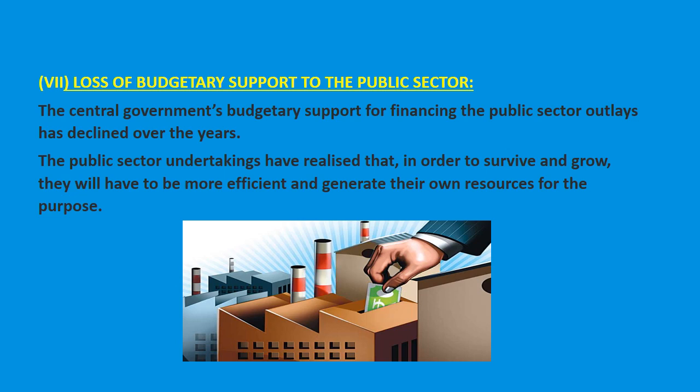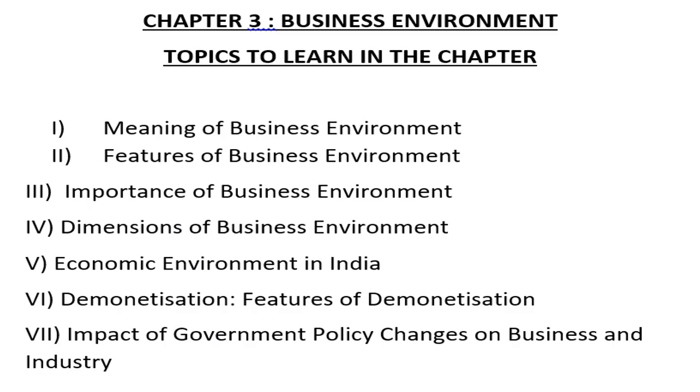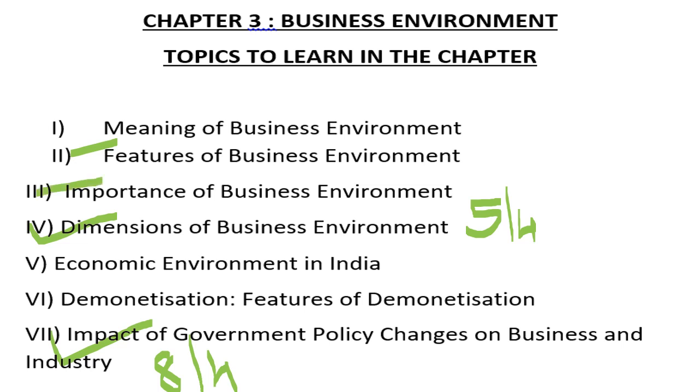So this is the last chapter, called Business Environment. As I've told you, the impact of government policies is an 8 marker and can also come as a 4 marker. Please ensure you learn this answer, because most of the papers have had this answer. Dimensions also come as a practical-oriented question or get asked as a 4 marker. Features and importance are also topics that would come for 4 marker or 8 marker. Please ensure to learn them.